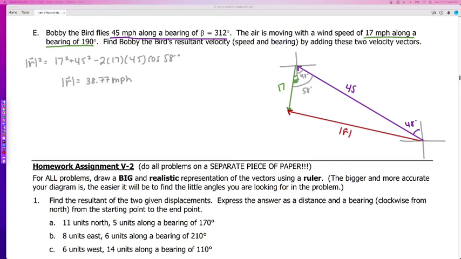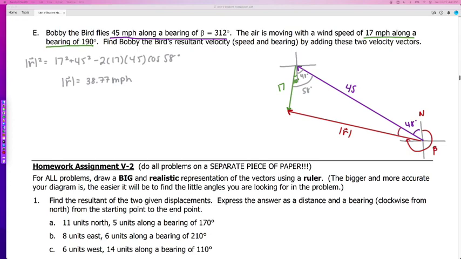Now we need to know also along what bearing he's actually flying. So he's flying into the wind, so he gets moved a little bit. And that bearing I will mark in red here. Again, starting from where we began, from true north going clockwise, that's the bearing that we're solving for.